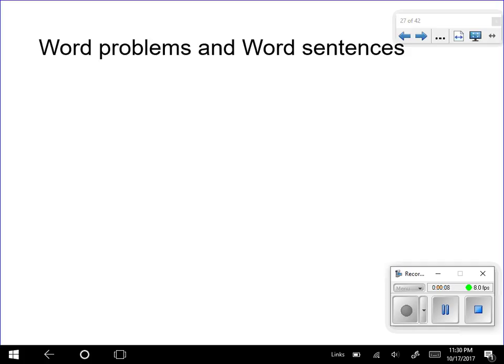The thing about word problems and word sentences with inequalities is we really don't have a lot to write down as in notes. We just have to break down our word problems, break down our word sentences, and look to see what each piece means. So we have to take English and kind of make it into math, which can be more difficult. So all today is going to be a bunch of practice.